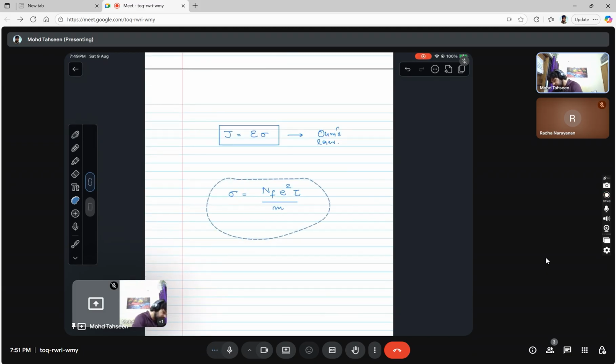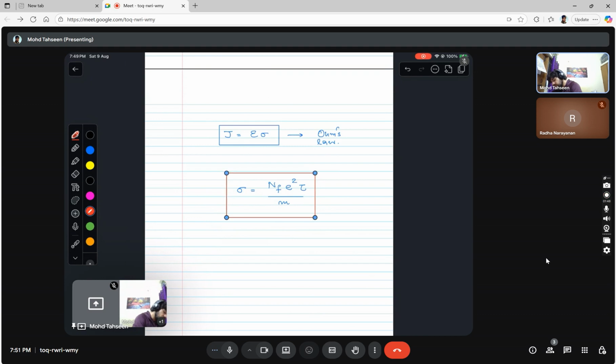So this is what I wanted to derive, right? Conductivity from some elementary model which considers the physics of how electrons move under a potential. And this quantity, if I substitute the values, now n_f, what does n_f depend on? n_f is basically the number of free electrons per unit volume.